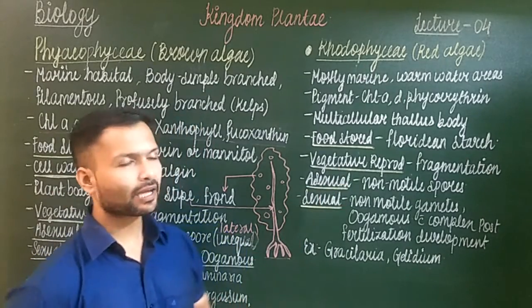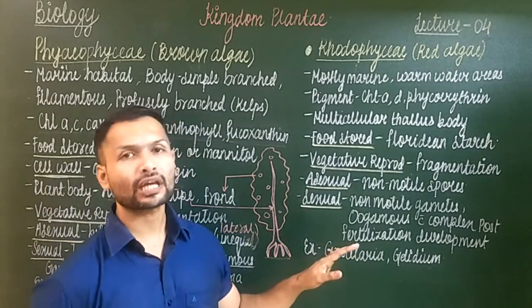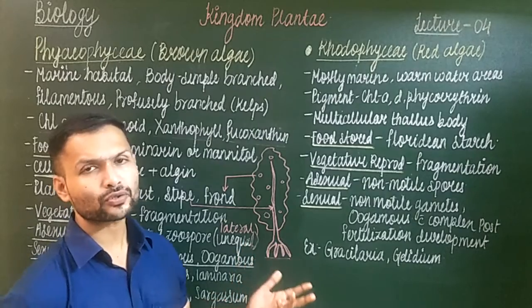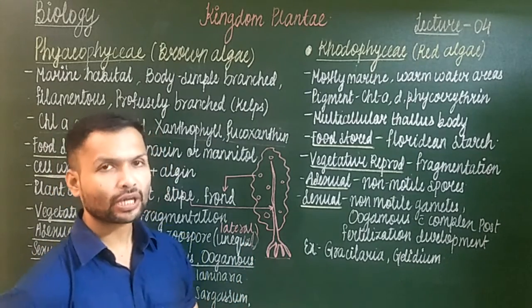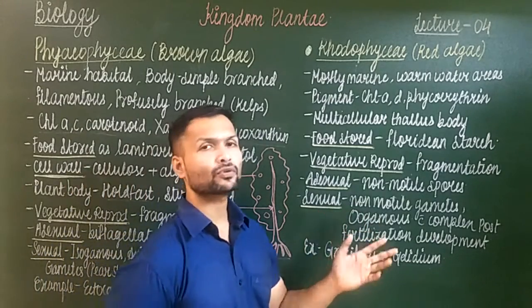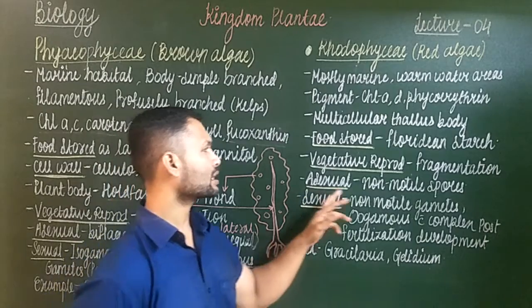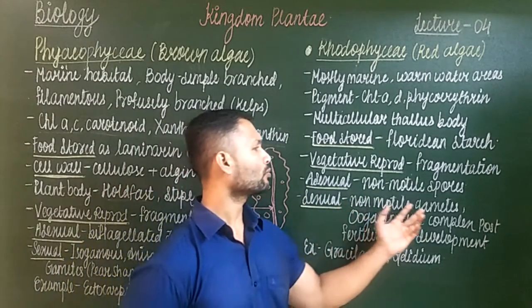Vegetative reproduction is by fragmentation. We all know what is fragmentation. Now they have non-motile spores, which we also call aplanospores. Plano means flagellated and motile, so aplano means non-motile. They can sometimes give you that word too. So asexual reproduction is due to those spores. Sexual is also due to non-motile gametes.